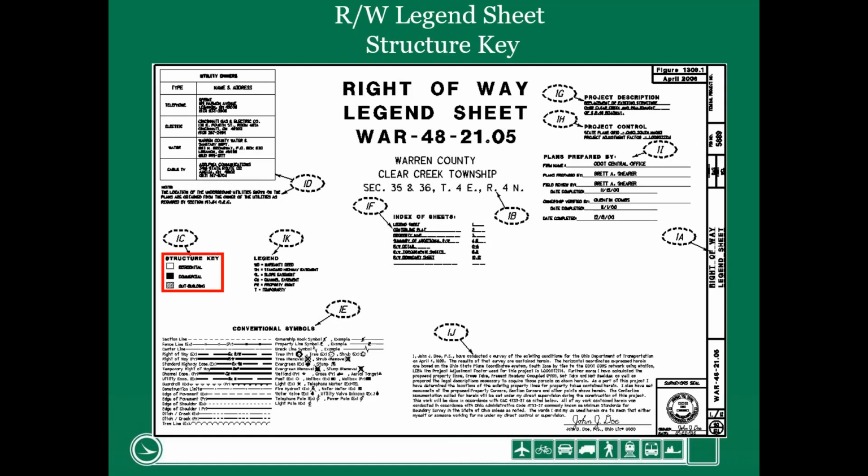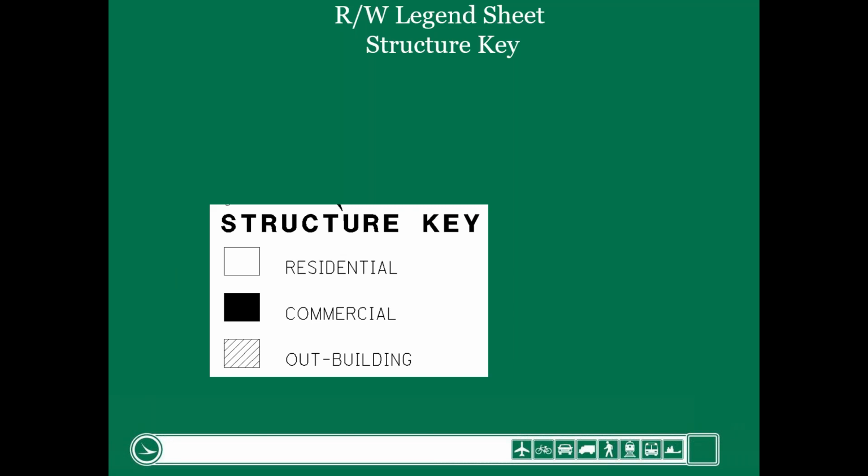We also have what's called a structure key. That identifies the different types of structures throughout the project. We have 3 different types: a residential home, a commercial building, and an outbuilding. An outbuilding would be a barn or a detached garage, for example. So if you see these symbols throughout the plans, that's what they're referencing.